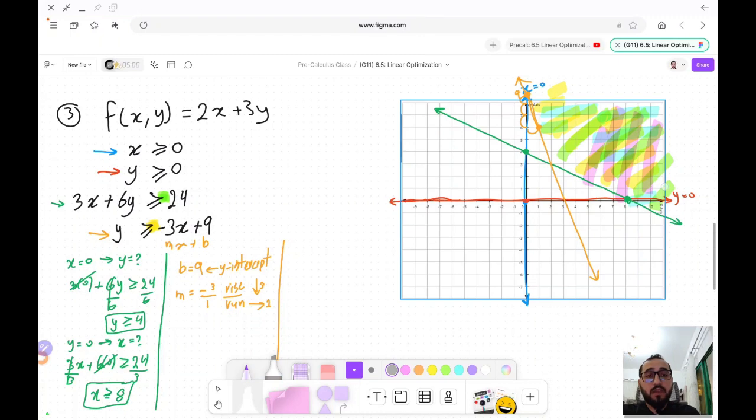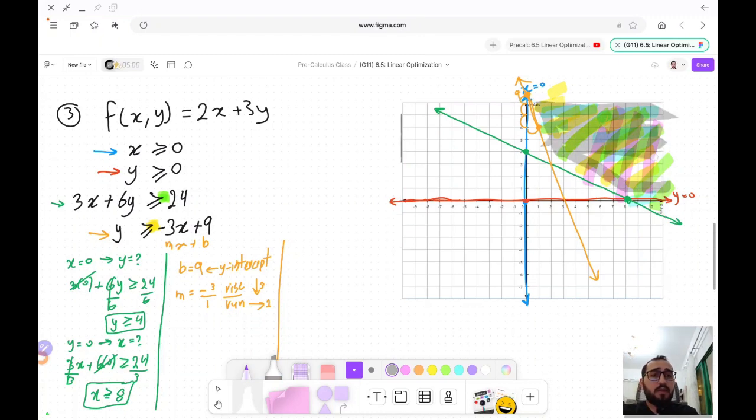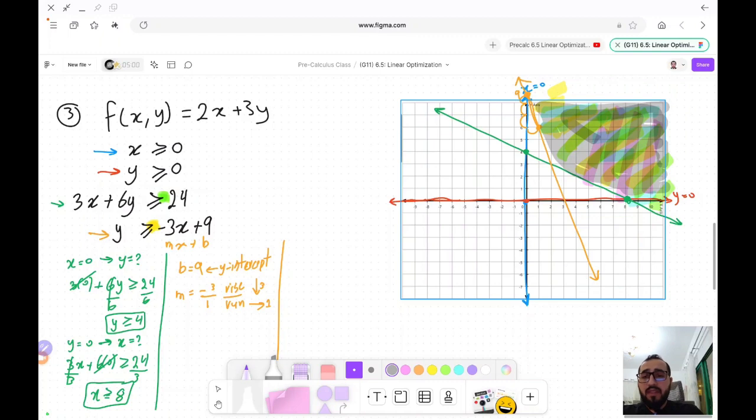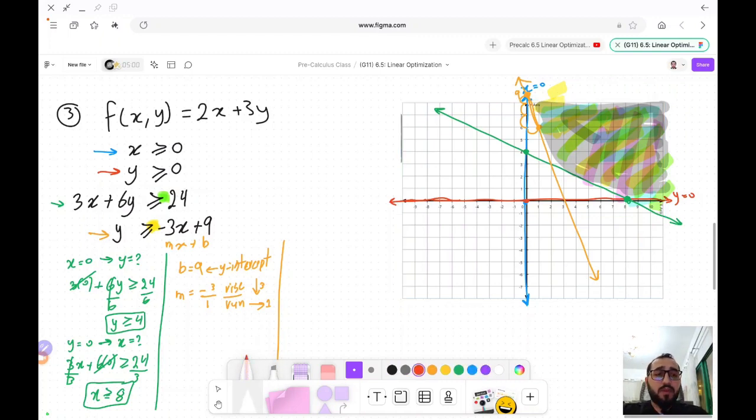Let me shade it in a different color. So I'm talking about this area here. Okay, this area here is the shaded area between all the functions. Now let's find the intersecting points between the functions.